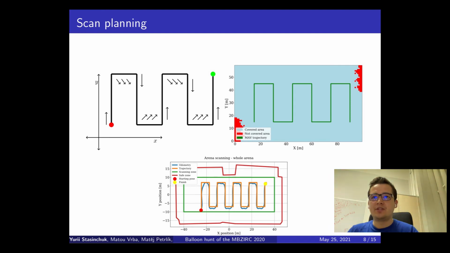In the second picture you can see the coverage of the proposed approach, and the third picture shows the plot of how it was actually performed by the drone, along with the arena shape and size.